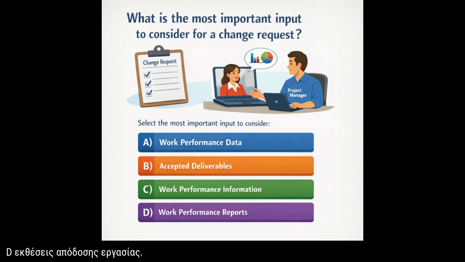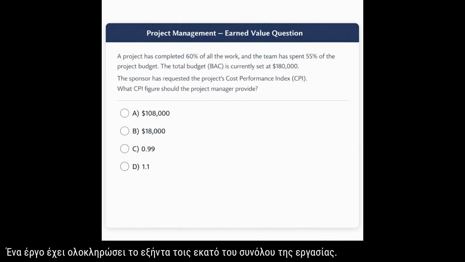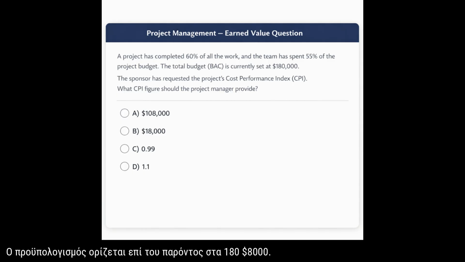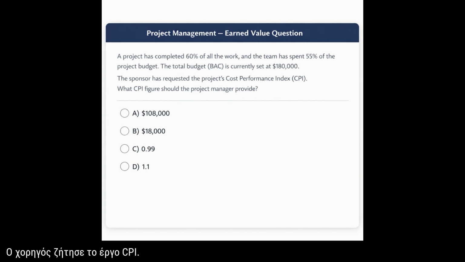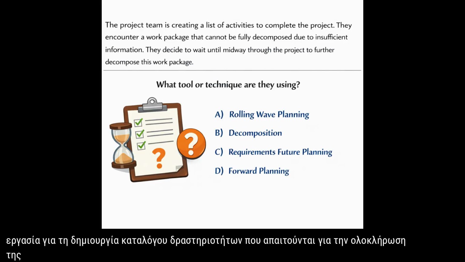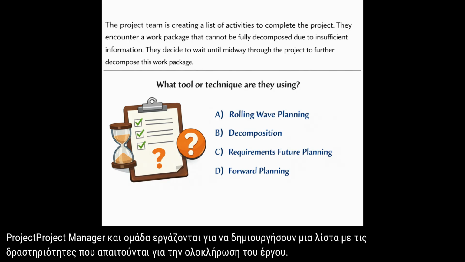D. Work performance reports. A project has completed 60% of all the work. The team has spent 55% of the project budget. The budget is currently set at $180,000. The sponsor has requested the project's CPI. What CPI figure should the project manager provide? A. $108,000. B. $18,000. C. 91.1.